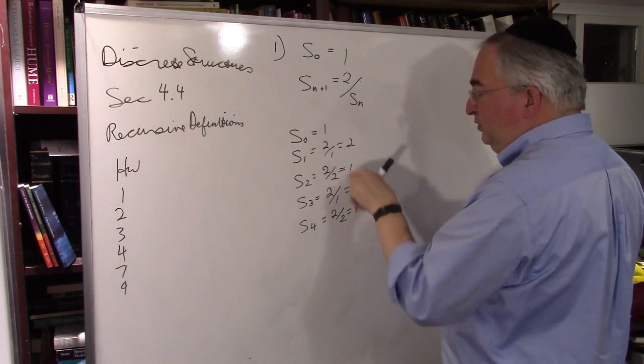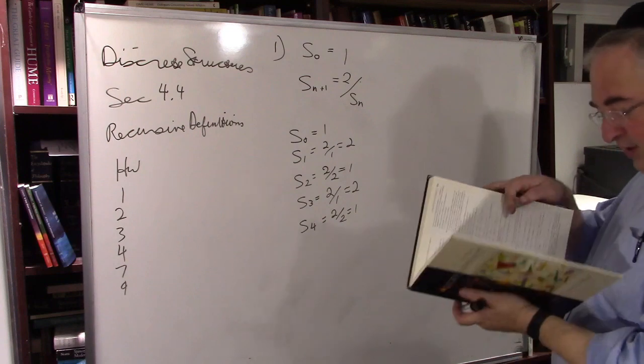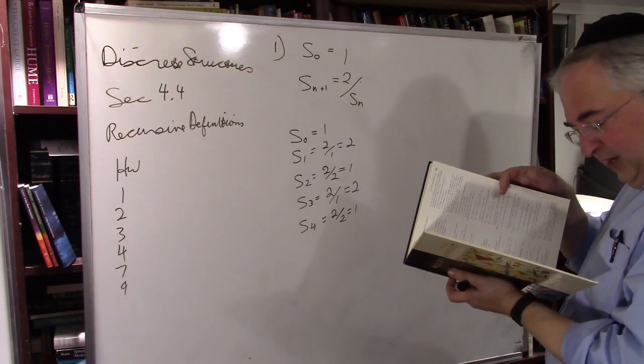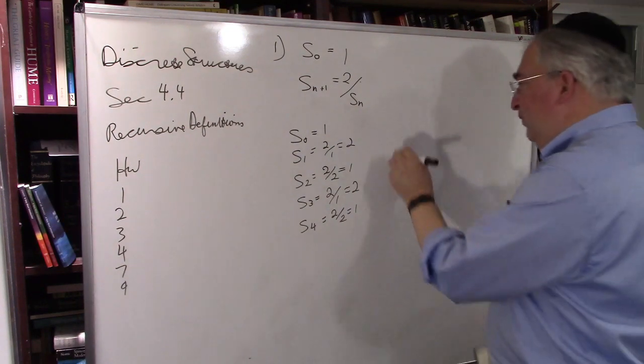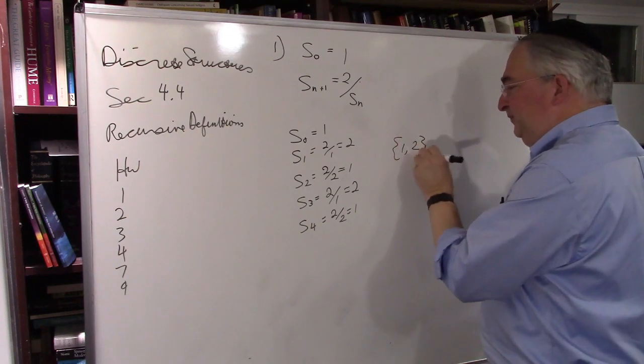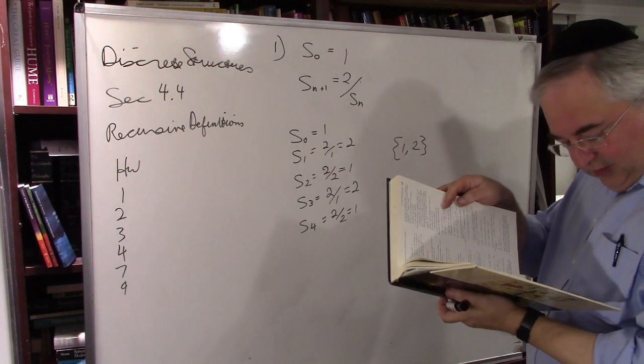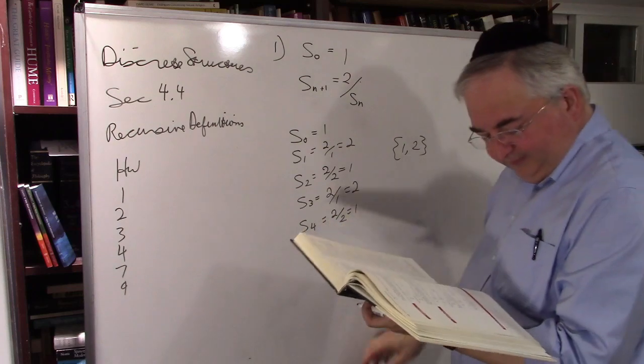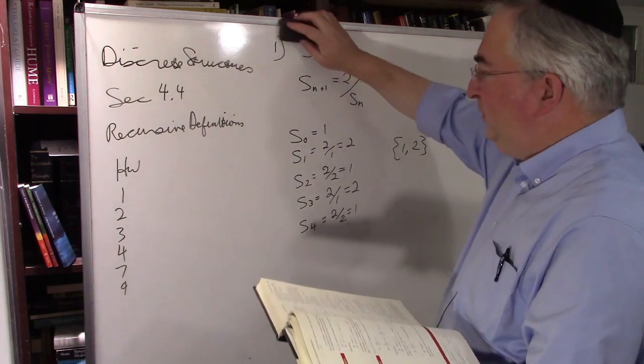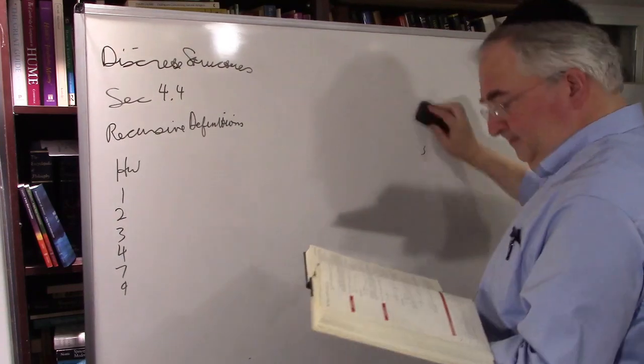Get the pattern: 1, 2, 1, 2, 1, 2, etc. Okay? What is the set of values for S? 1 and 2. So that takes care of that. Okay. That was pretty easy. Number 2.